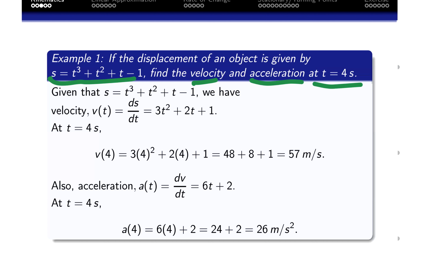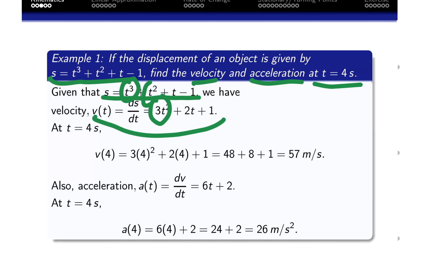So since we have s equals t cubed plus t squared plus t minus 1 for the displacement, the velocity would be v of t, which is ds/dt. That's the rate of change of displacement with respect to time, right? So you differentiate t cubed, you get 3t squared. Differentiate t squared, you get 2t. Differentiate minus 1.